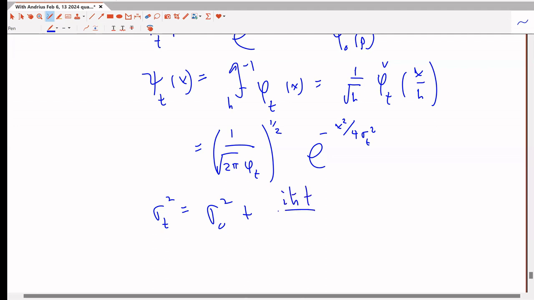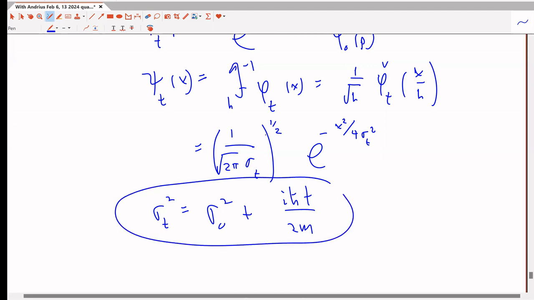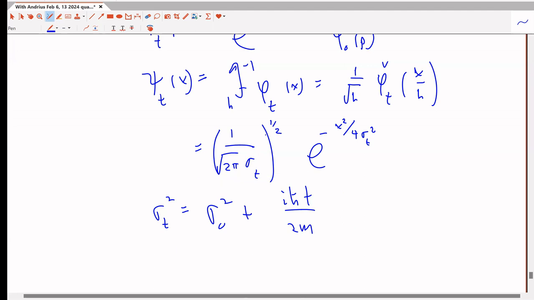I h bar t over 2m. So you end up getting this, and I'm sorry, this should be a sigma sub t. So you end up getting a Gaussian wave packet, but with this complex variance, which grows over time. It grows linearly, but it's the imaginary part that grows linearly. So this is the wave function, but the actual probability distribution, we can work that out.